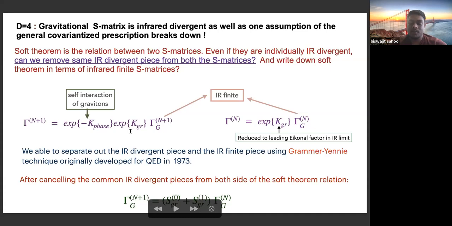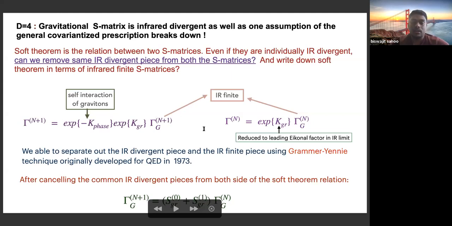But for the electrodynamics case, both gamma n plus 1 and gamma n contain the same IR divergent piece, so it is very easy to show. But for the gravitational case, when we are trying to derive soft graviton theorem, it turns out that gamma n plus 1 contains an extra IR divergent piece relative to gamma n, and this is very easy to understand. When the virtual graviton is connected to the finite energy particles and the soft gravitons, that also contributes an extra IR divergent piece which is not present in gamma n.